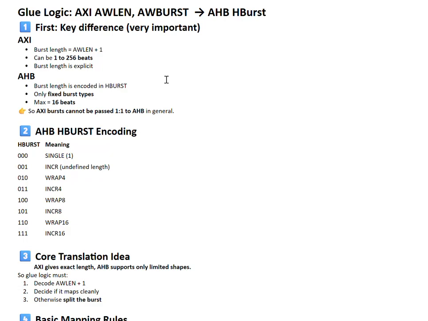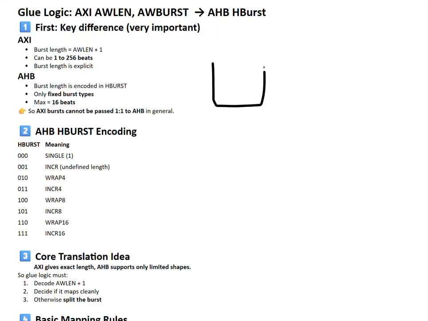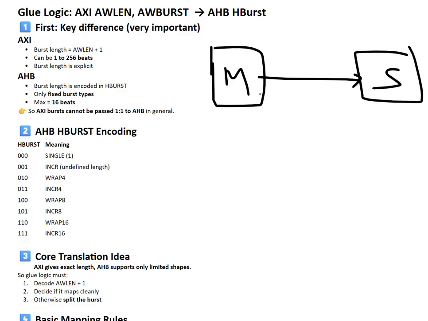So in this video, we'll be seeing about the glue logic required. Let us say we have some AXI master and an AHB target, so that we need some conversion here, right? So let us say there's a master here, and it needs to go to a slave here, and this is on the AXI, and let's say this is on the AHB, right? So here we need some conversion, right? So we are going to see for many of the signals how this conversion happens.